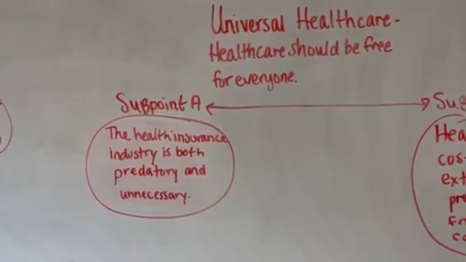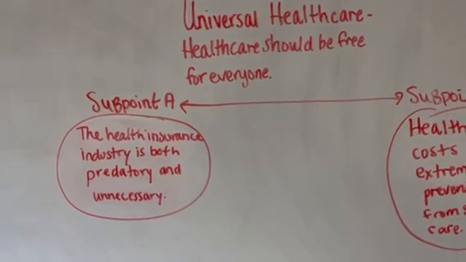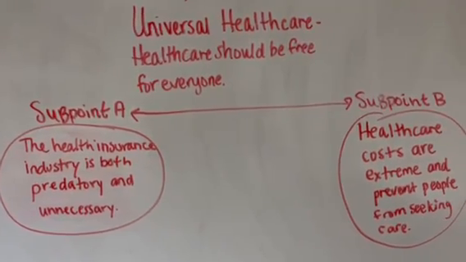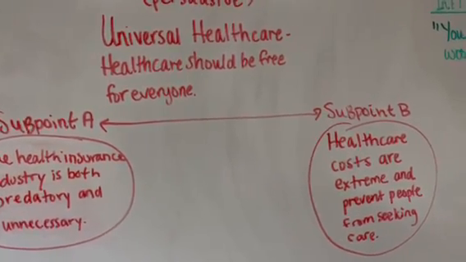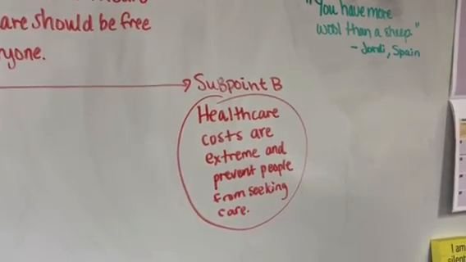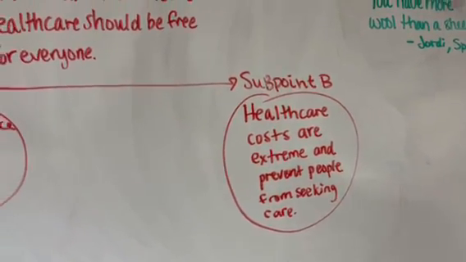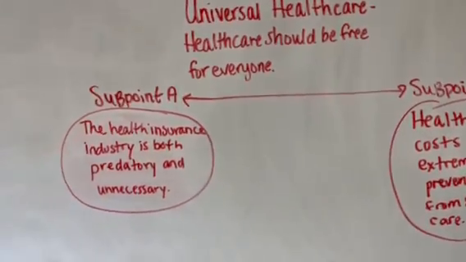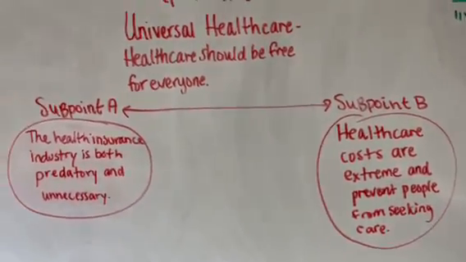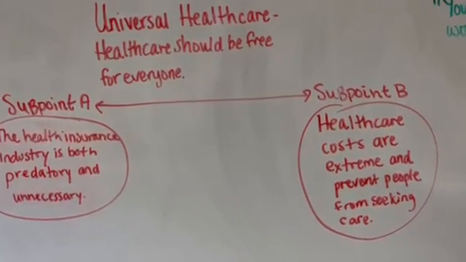We've spoken about the health insurance industry, how it is both predatory and unnecessary. But what other reasons are there that healthcare should be universal? Well, healthcare costs are extreme and prevent people from seeking care. So in that case, I used a rhetorical question to transition from subpoint A to subpoint B. There are lots of ways that you can transition from one subpoint to another subpoint.